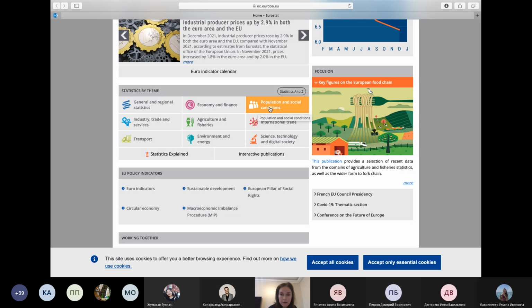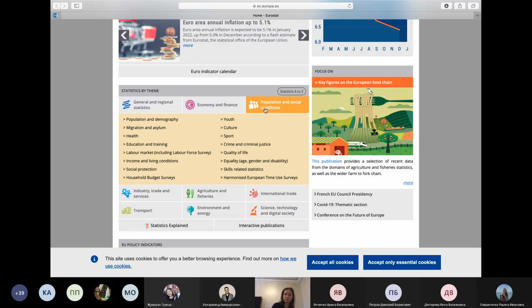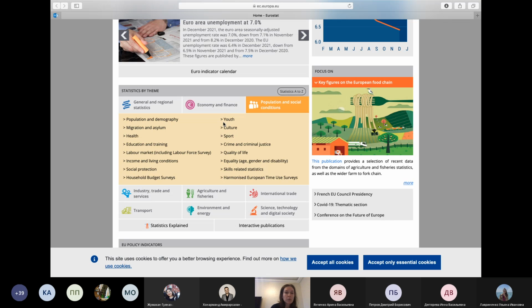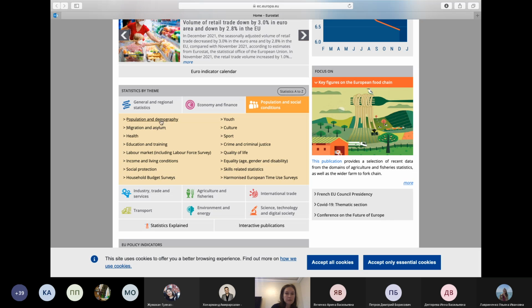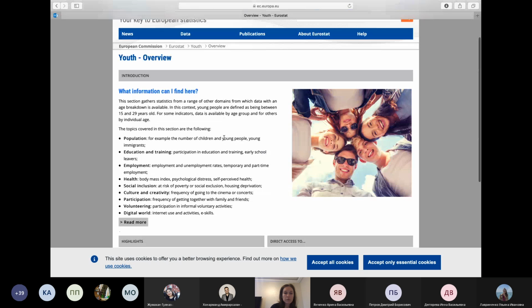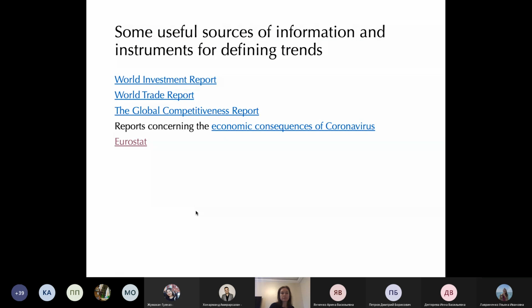I, for instance, like those dashboards, right? When you can use statistics based on population and some social related things. For instance, you may click this statistics on youth, and you will find some data on youth and their participation in, for instance, cultural activities and so on. So yeah, play and browse it depending on the goals of your project.